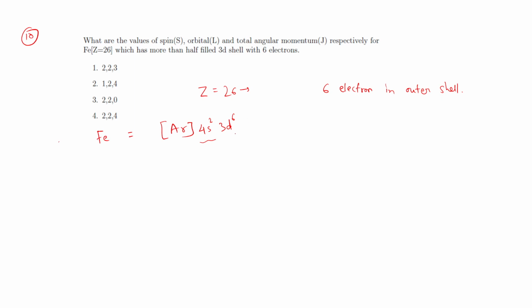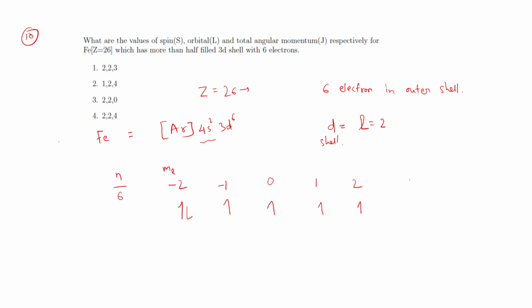D means L is equal to 2. So the ML values will be -2, -1, 0, 1, 2. And how should you apply Hund's rule? The number of electrons is 6, and if you want to apply Hund's rule to fill the electrons, how do we fill? 1, 2, 3, 4, 5, 6.